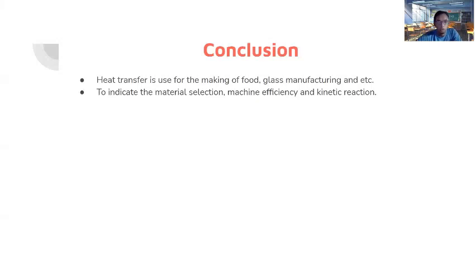Okay, for the conclusion, heat transfer is very important and is applied in our daily life, such as in the making of food, glass manufacturing, and so on. In the making of food, the heat transfer that is applied is conduction. Heat transfer is also important in determining the material selection, the machine efficiency, and the kinetic reaction applied in the machine itself.